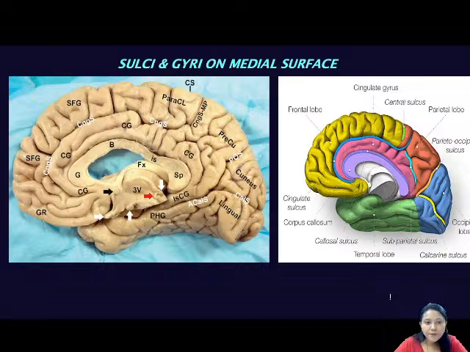Okay. So as you can see, this is the corpus callosum, the largest commissural fiber. First of all, you orient yourself. Now you know that this is the splenium. Splenium is in the posterior part, so this is the occipital lobe and this is the frontal lobe. And the genu is in the anterior part. So this is the corpus callosum.